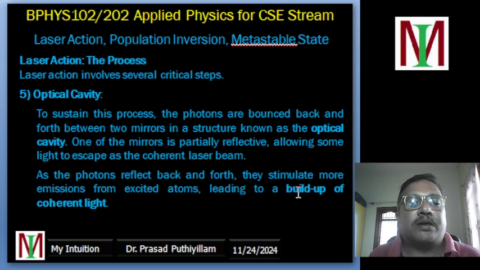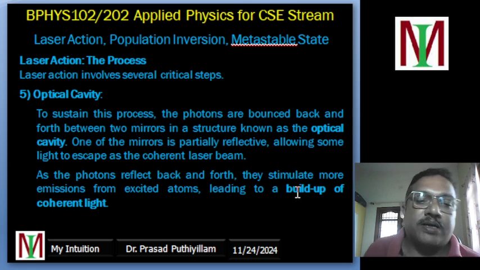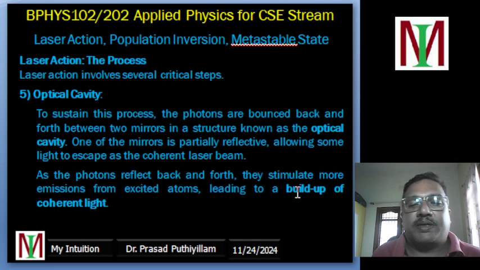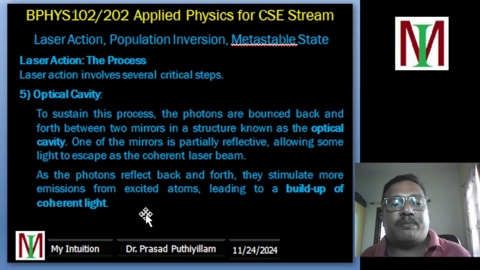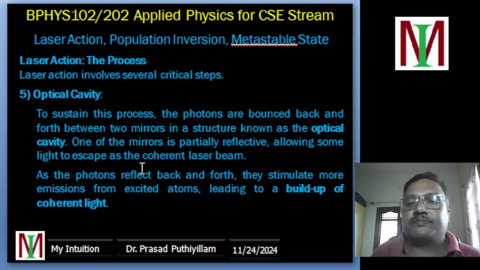Then comes the optical cavity, the sustaining process. The photons are bounced back and forth between two mirrors in a structure known as the optical cavity. One of the mirrors is partially reflective, allowing some light to escape as the coherent laser beam. As the photons reflect back and forth, they stimulate more emission from excited atoms, leading to a build-up of coherent light.